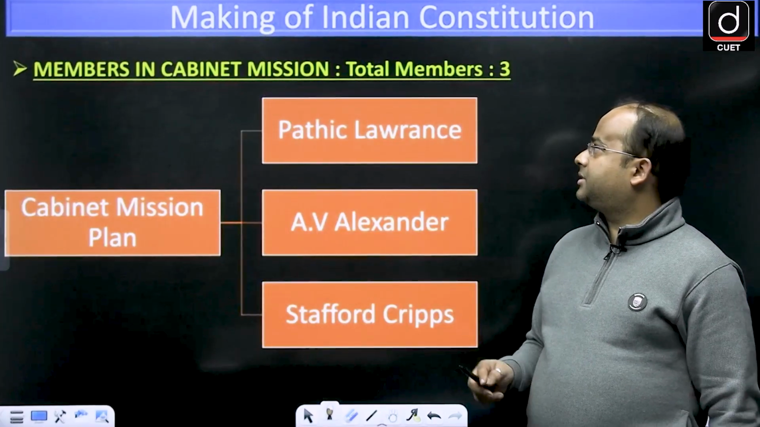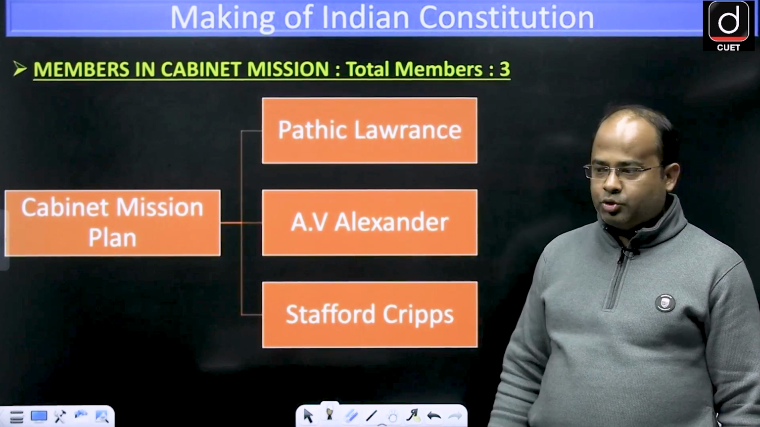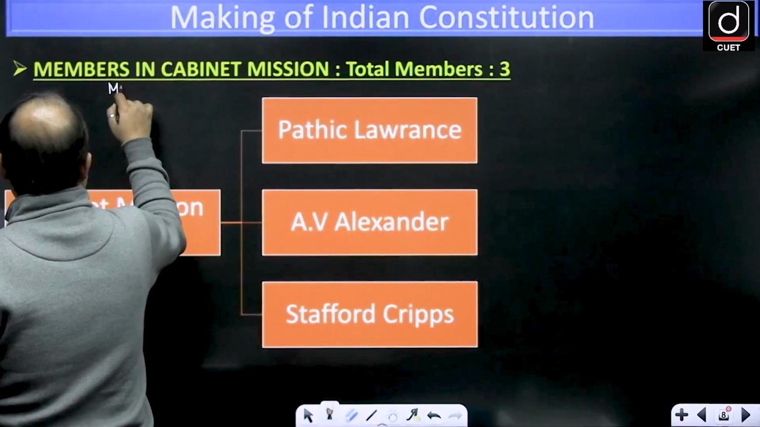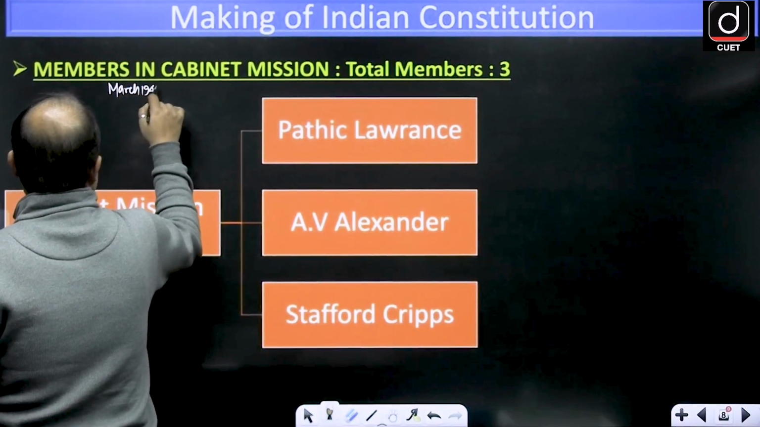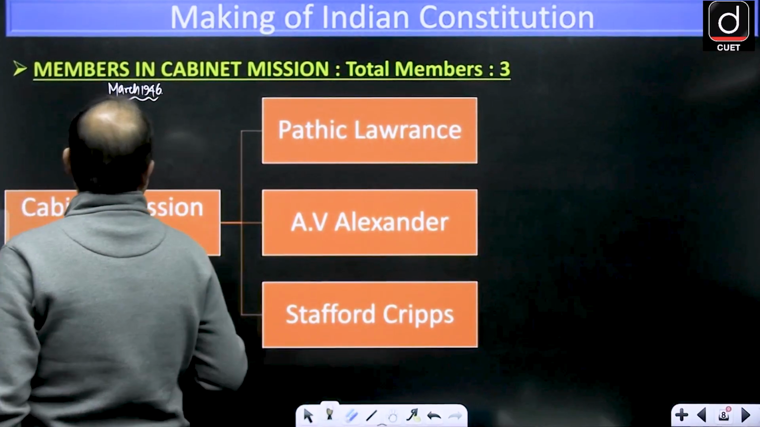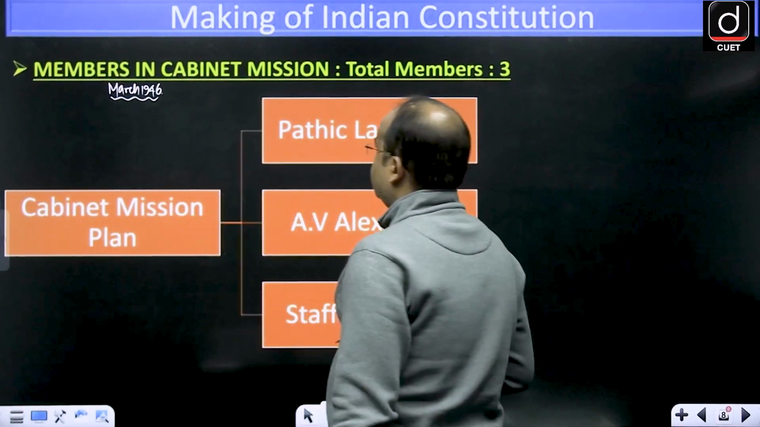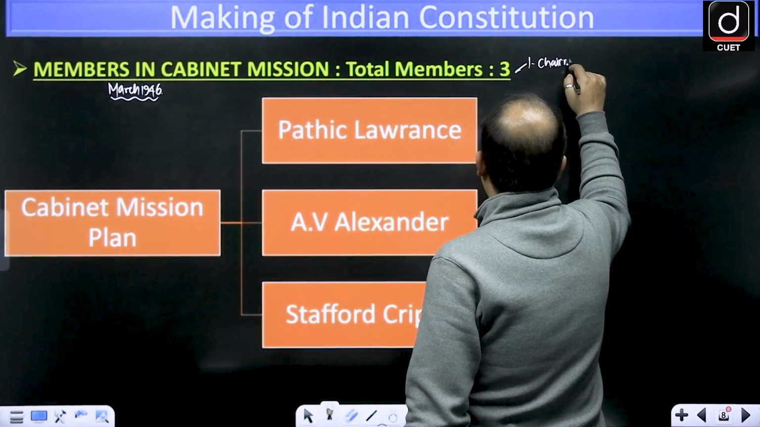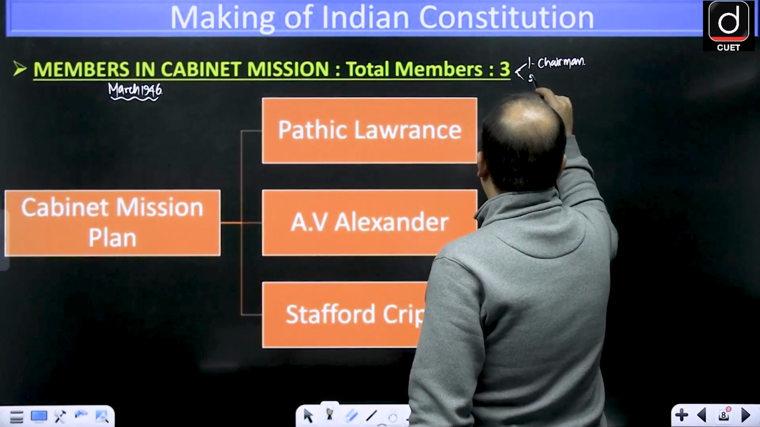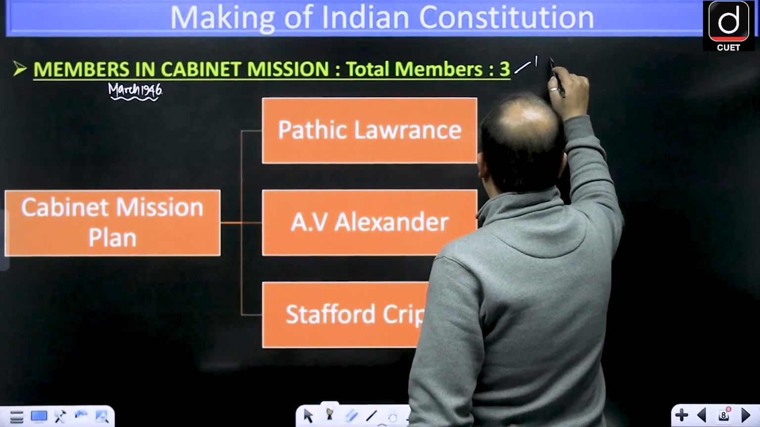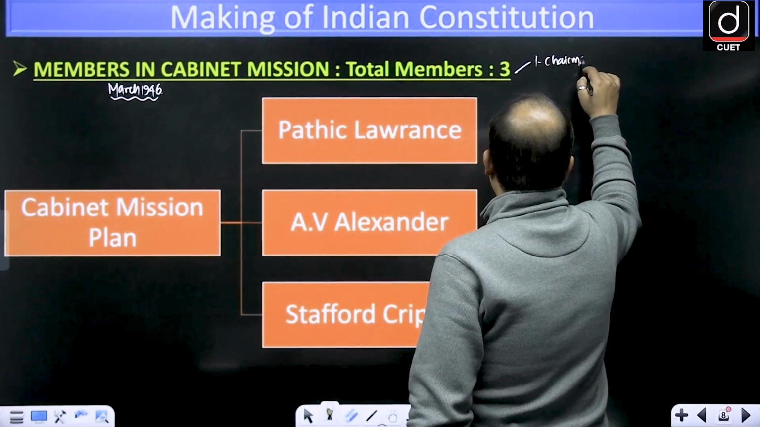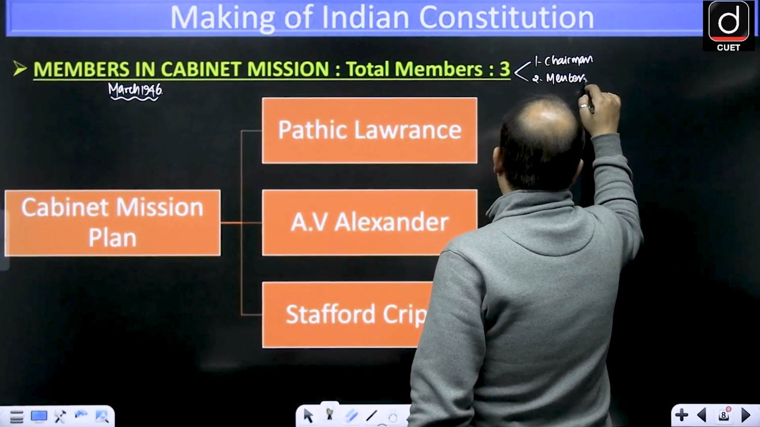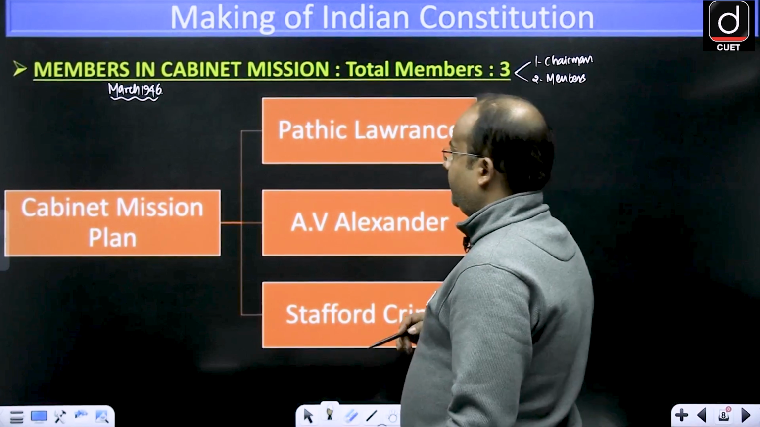Now guys, let's discuss the members of the Cabinet Mission. The Cabinet Mission came in March 1946, and it was a three-member body, out of which one was the chairman and two were the members.